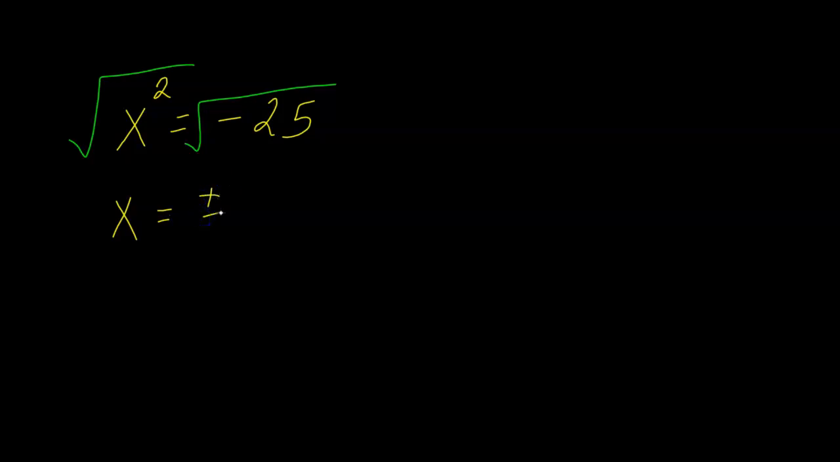And then as we learned yesterday, anytime you go to take the square root of a negative, this is going to be an imaginary number. 25 is a perfect square, so I know that the square root of 25 is 5. And since I have a negative underneath my square root, then I'm going to have an imaginary number as my answer. So plus or minus 5i.